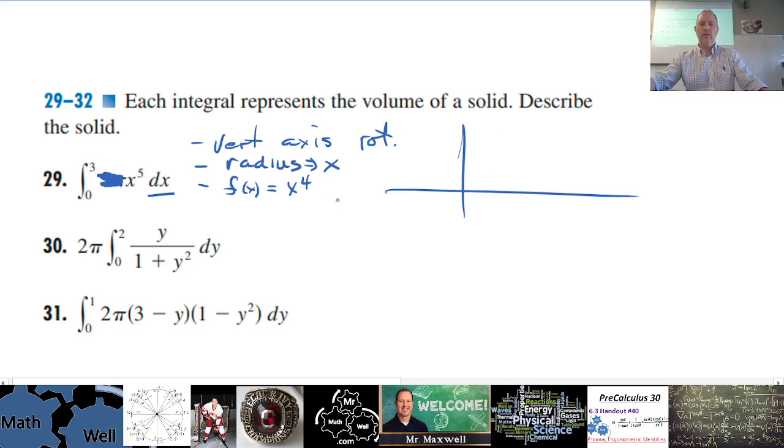X to the 4th function. Because when you multiply those together, that's what you get, right? Yes? Could the radius ever be like x squared or something? Could the radius ever be x squared?